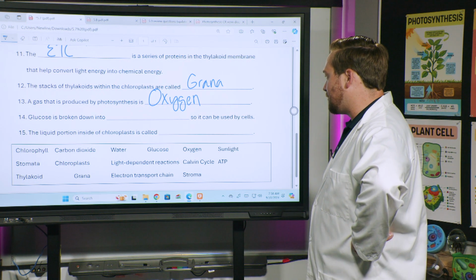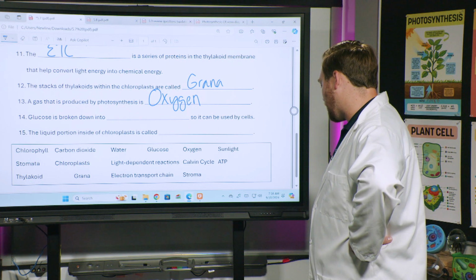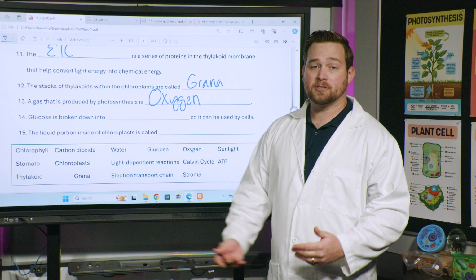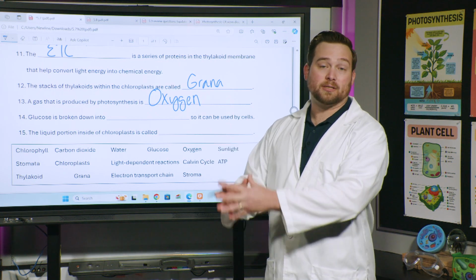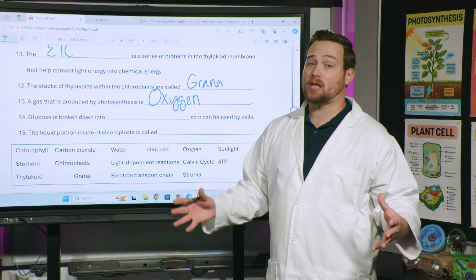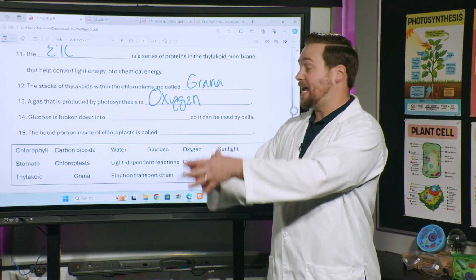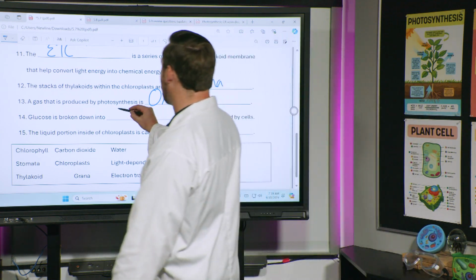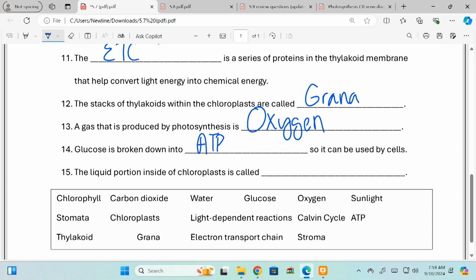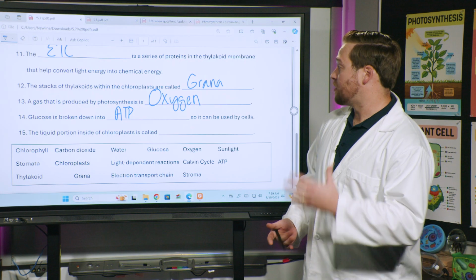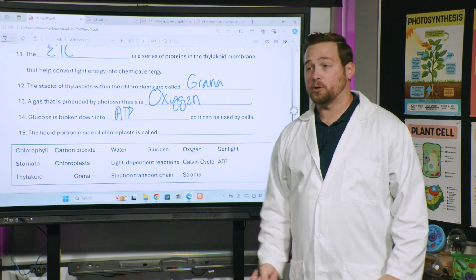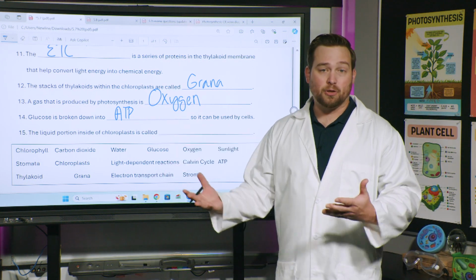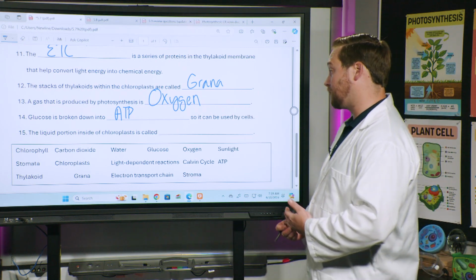Glucose is broken down into blank so it can be used by the cells. Well, remember, plants, producers, autotrophs, yes, they do photosynthesis. They make their own food, but it doesn't stop there. They also have to take that glucose and break it into ATP. That's what cells need in order to use the energy. So they take the glucose, they do cellular respiration, they turn the glucose into ATP, and the cells use the ATP to do the things they need to. So ATP is the answer for 14.